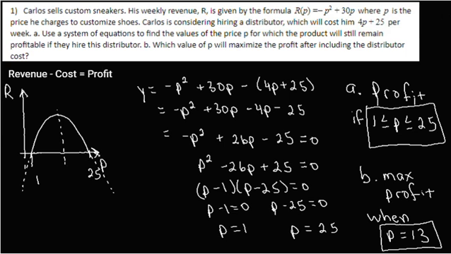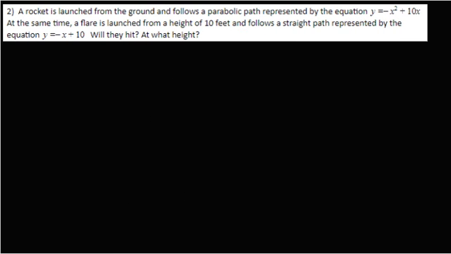All right, now we have a rocket being launched. It's being launched from the ground, okay? That is important. So our rocket is launched from the ground. We have Y and we have X. So we can just go ahead and assume X is just distance. We're not doing it as a function of time. So it's launched from the ground.